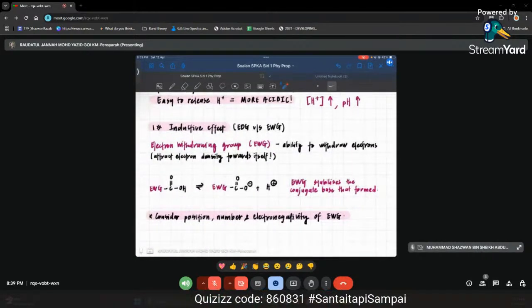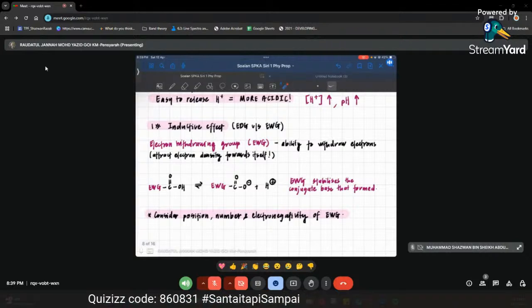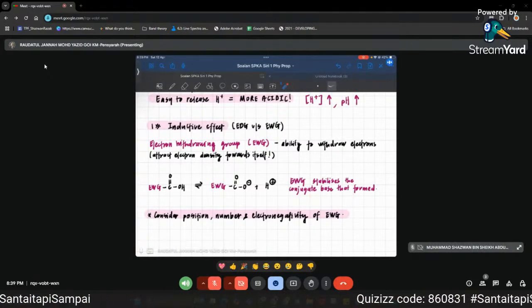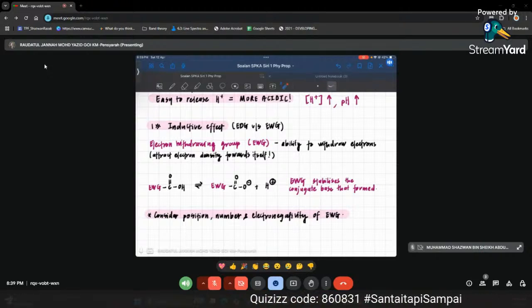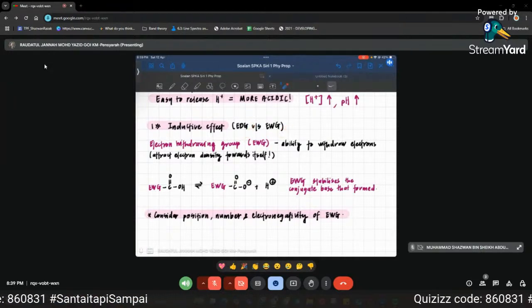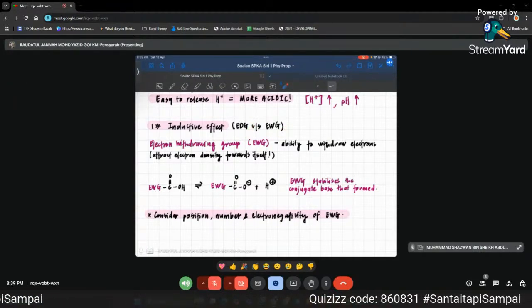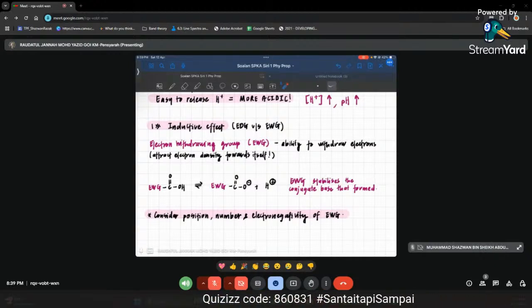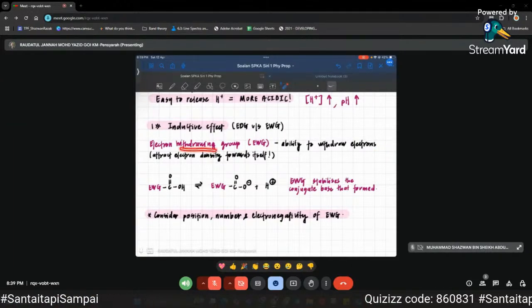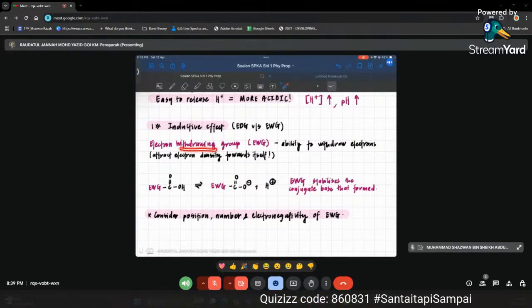So for the inductive effect, we are observing the patterns of electron density around your structure. I'm pretty sure that at this stage, you are well aware of the concept of electron donating group or electron withdrawing group. Okay, so an electron withdrawing group is basically a group of structure that has the ability to withdraw electrons toward itself. That's why it's called a withdrawing group. It can withdraw electrons, or pull electrons, toward itself.